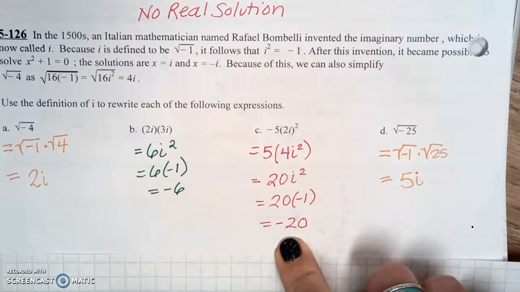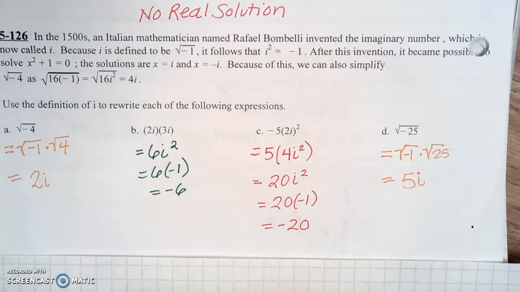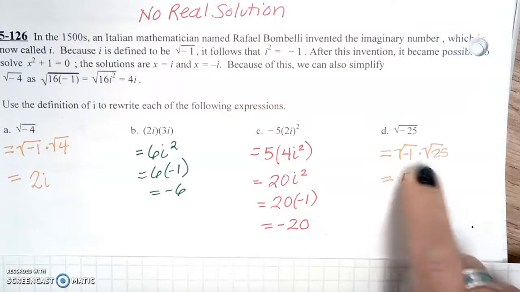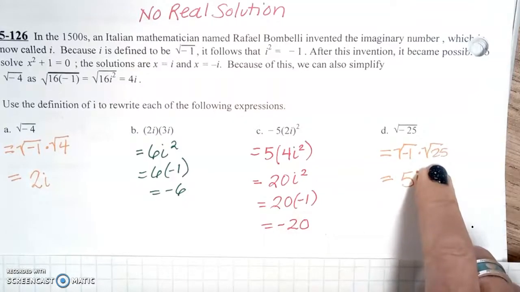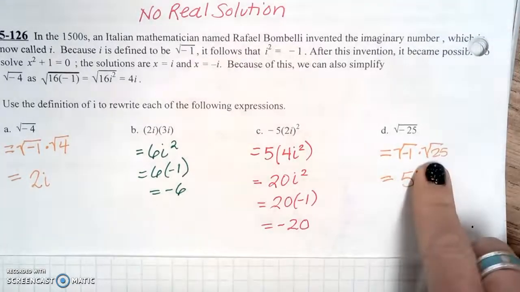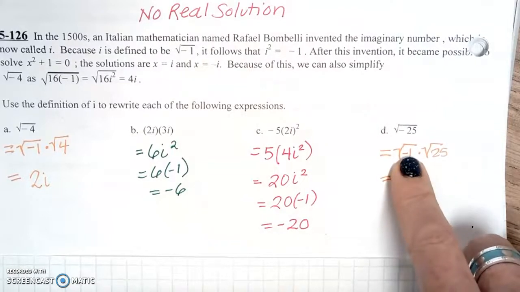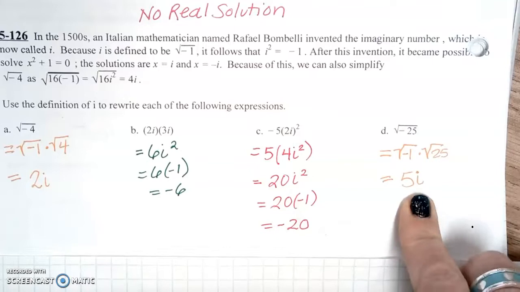Okay. So for part D, we're going to simplify the square root of negative 25. We're going to rewrite it as the square root of negative 1 times the square root of 25. The square root of 25 should be easy for you. It's just 5. And then the square root of negative 1 is i.